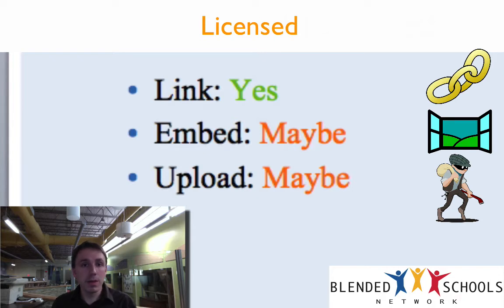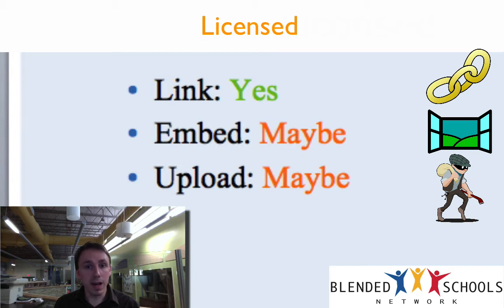For example, you may not be allowed to change the material, or you may not be able to use it for commercial purposes. And the most common license you'll see for resources you find on the web are various Creative Commons licenses. Now, there's a common misconception that Creative Commons licenses allow you to do whatever you want with the material, and that's not the case.